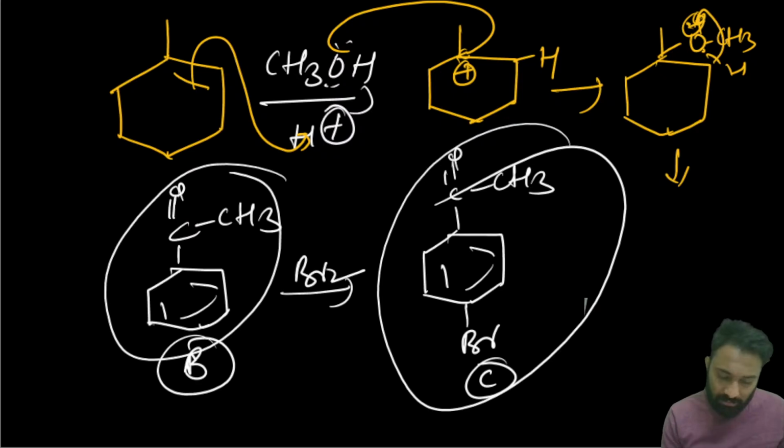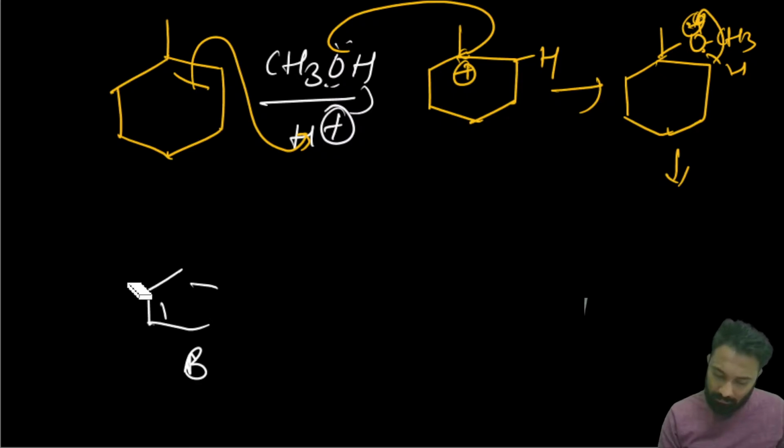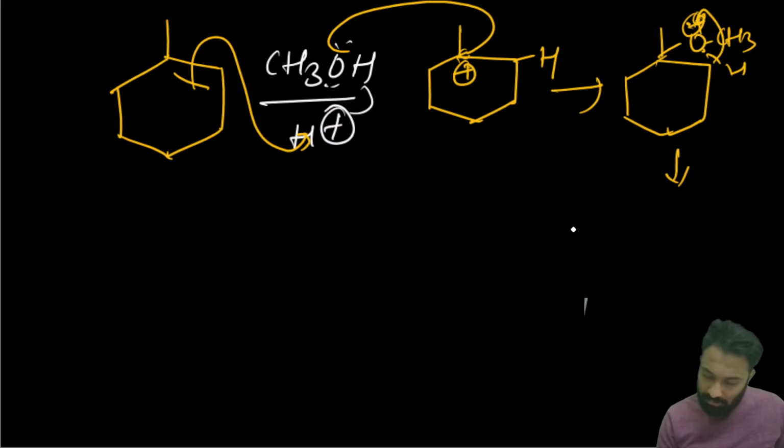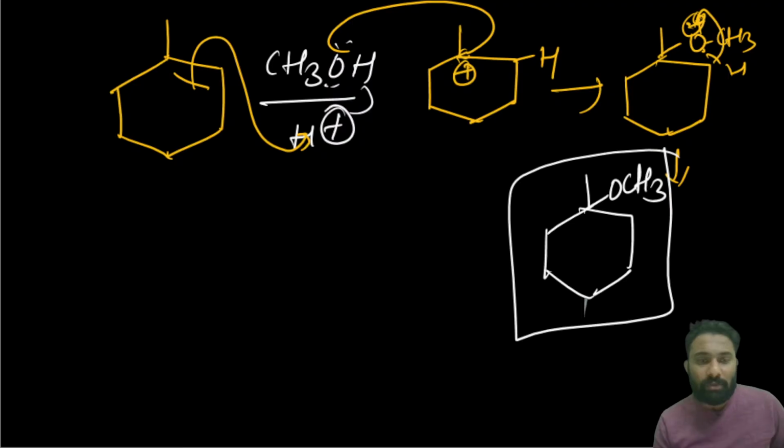Then what is the product you will get? The product you will get here is OCH3. Okay? This type of reactions also they will ask. So you have to be very clear for this type of questions. Done? Next type of reaction.